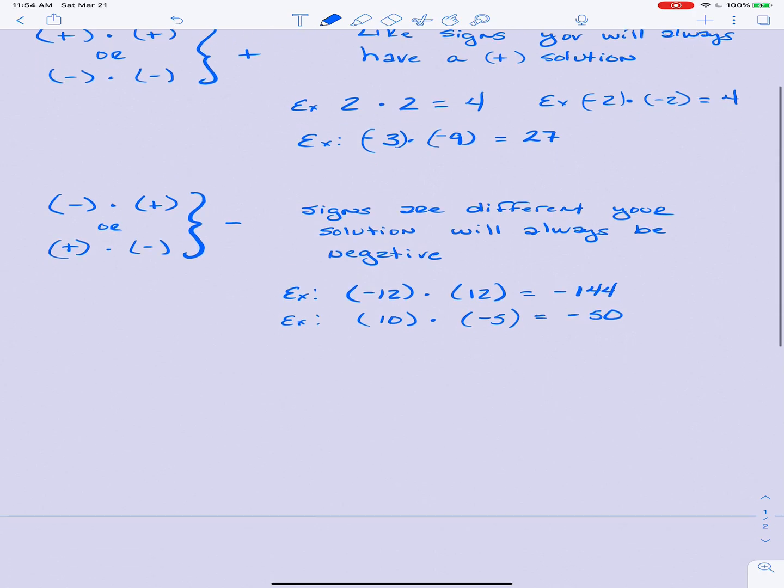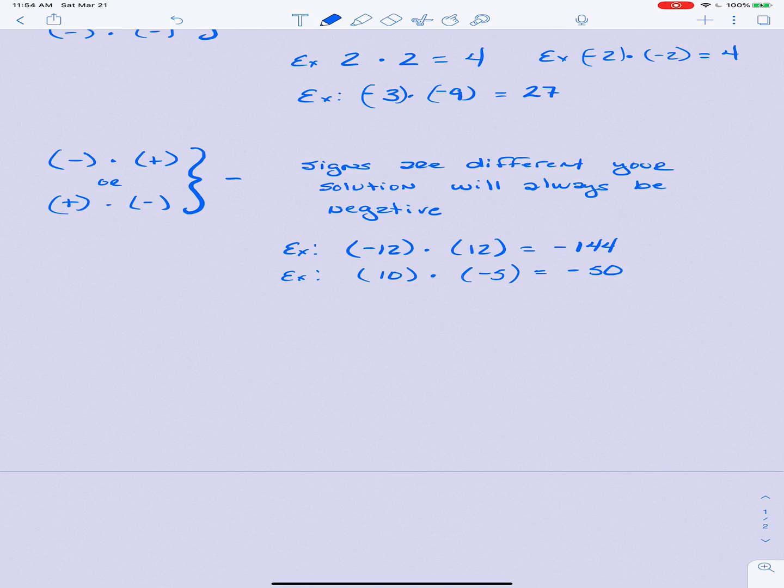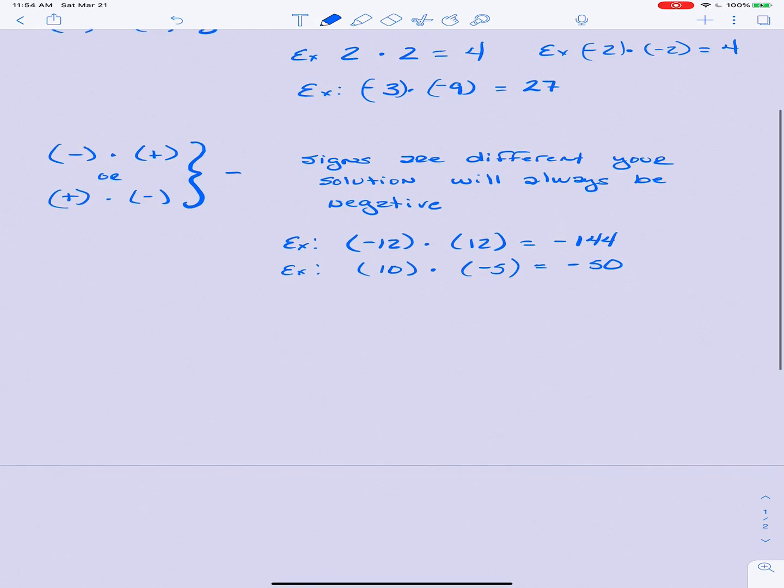And guess what, folks? When we get to division, nothing changes. The rules are the same. So division rules are the same as multiplication rules. So you don't have to learn anything really new. Here we go.